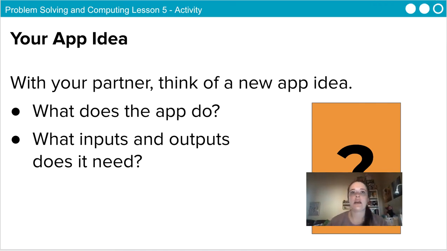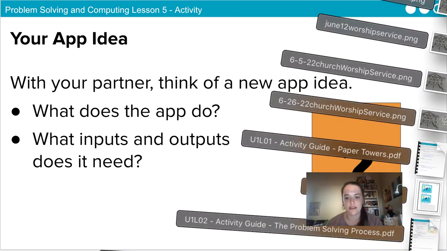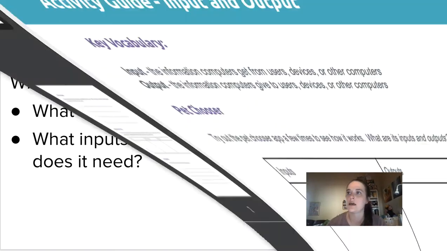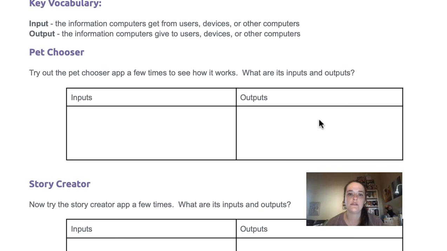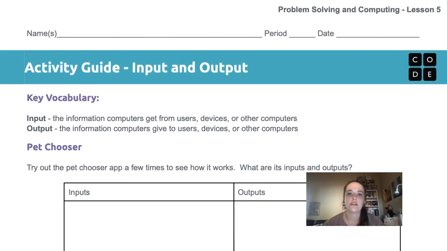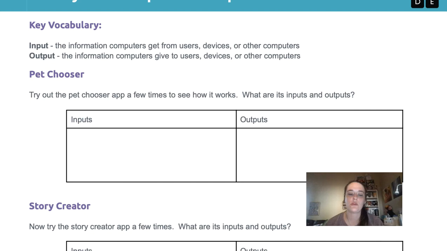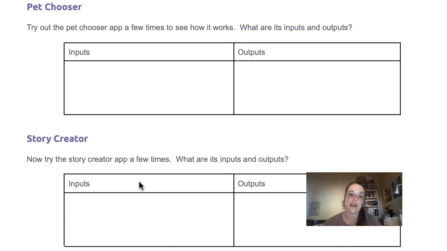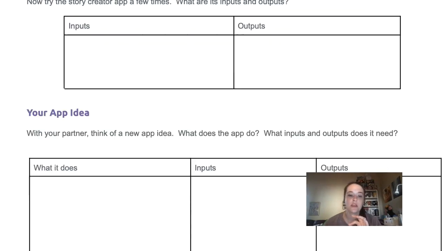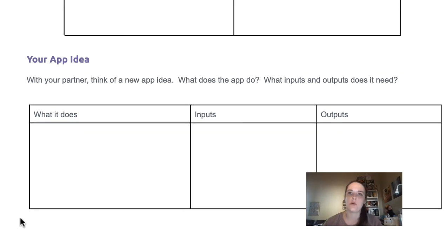If you have not already, download the input and output activity guide that you will find in the assignment post. Okay, this is what it's gonna look like. This right here. Okay, activity guide, input, output. It's giving you the definitions. It's giving you the pet chooser. You're gonna write the inputs and the outputs of the pet chooser here, inputs and the outputs of the story creator here. And now you're gonna be working on an app with a partner.